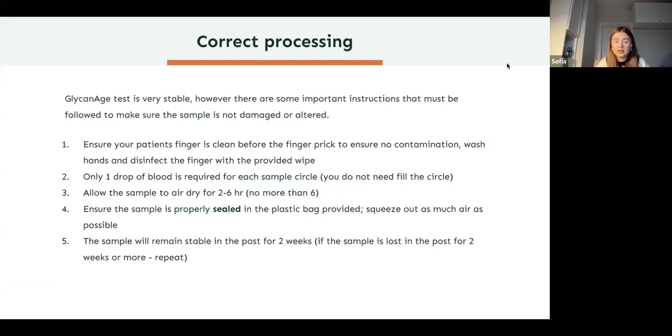It needs to be properly sealed. It needs to have the desiccant inside to absorb any excess moisture. And what we also recommend is for you to squeeze out as much air from this plastic bag as possible before closing it.